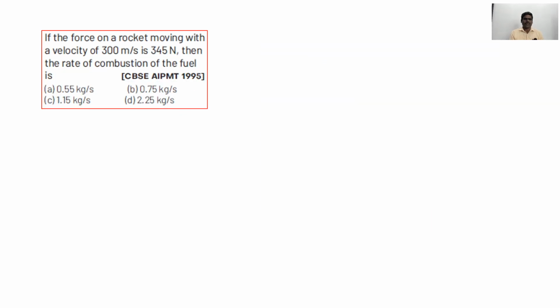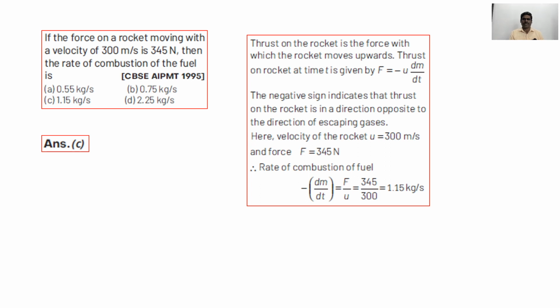Next problem. If the force on a rocket moving with a velocity of 300 meter per second is 345 Newton, then the rate of combustion of the fuel is, option C, 1.15 kilogram per second. As it is the same formula, thrust on the rocket F equals minus u into dm by dt. Here also velocity is assumed constant, and change in mass with respect to time is dm by dt. Here the negative sign indicates that thrust on the rocket is in a direction opposite to the direction of the exhausting gases.